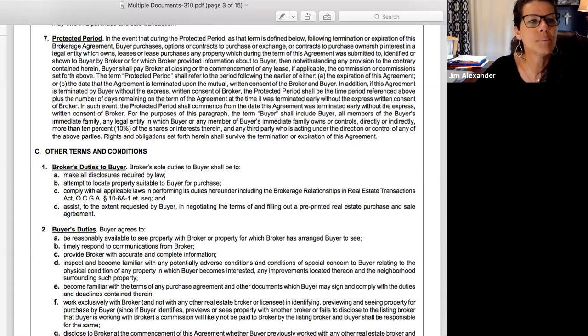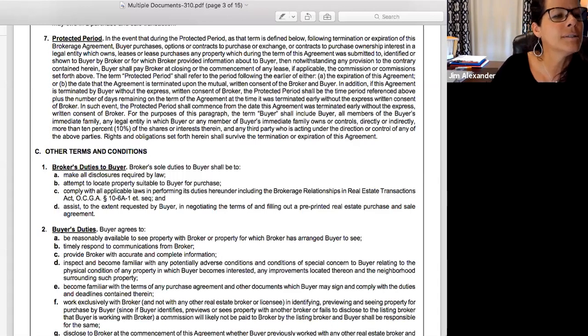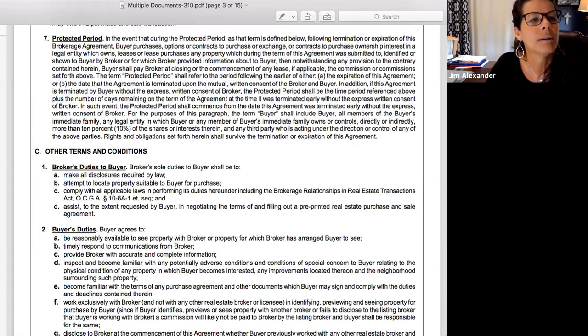If you look further down into this paragraph, I'm trying to get through all the legal mumbo jumbo, but go down 1, 2, 3, 4, 5, 6, 7 lines down where it says the term protected period, in quotation marks, shall refer to the period following the earlier of either the expiration of this agreement or the date that this agreement is terminated upon the mutual written consent by both broker and buyer. So there are two ways to terminate a brokerage agreement. It can be mutual or it can be unilateral. But as long as this is terminated mutually, means both of y'all agree to terminate it and go your separate ways, or the expiration. And then it defines the expiration of this agreement.